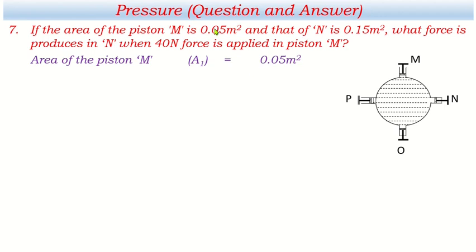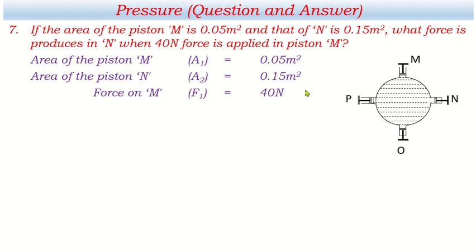Area of piston M is given here, 0.05 meter square, and area of piston N is also given, 0.15 meter square. If we take area of M as A1, then we have to take area of N as A2. Another piece of information is force at M, which can be represented by F1, is 40 Newton, and we have to find out the force on N, F2. This is a very easy numerical problem, and this type of easy numerical problem usually comes in the examination. That's why I'm solving this problem.